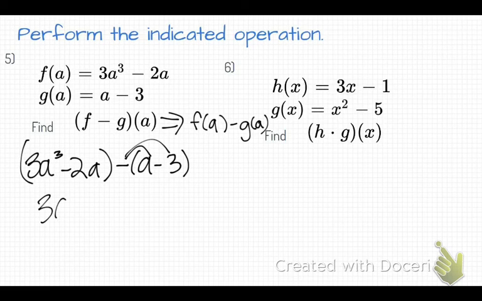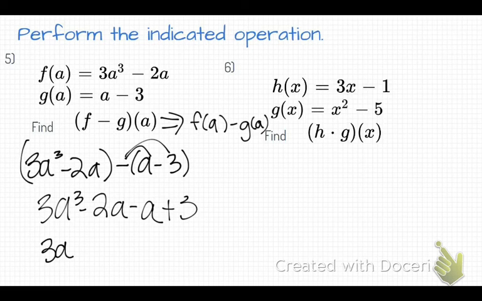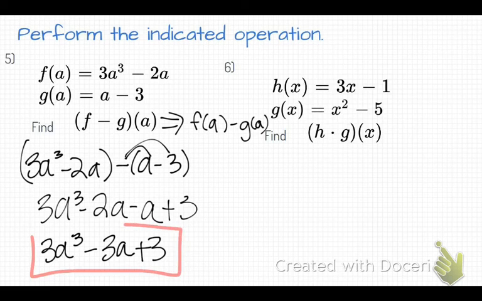So I have 3a cubed minus 2a minus a plus 3, right? Does 3a cubed have a like term? No. Does negative 2a have a like term? Yes. What is it? Negative a. So what do I get? Good. Negative 3a. And then does that plus 3 have a like term? No. So that means 3a cubed minus 3a plus 3 is my answer, okay?